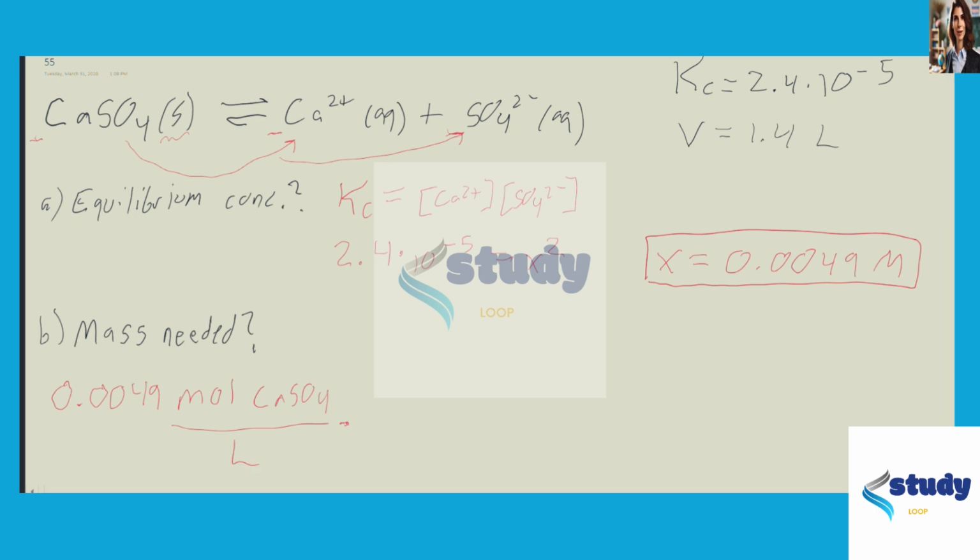To clear out the liters, let's multiply by the volume of the solution, which is 1.4 liters. And now we'll use the molar mass of calcium sulfate, which you can find online or in your textbook, is 136.14 grams. You can do that math and come up with an answer of 0.93 grams.